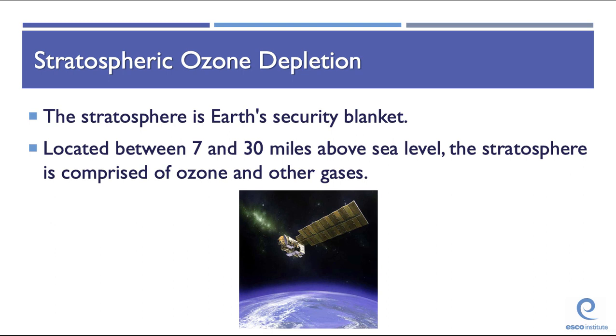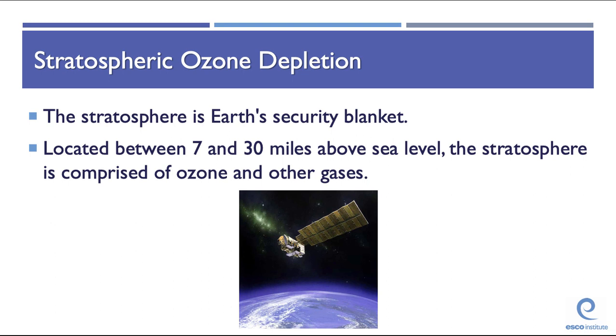So let's first talk about the stratospheric ozone depletion. The stratosphere is what we consider the Earth's security blanket. It's located between 70 and 30 miles above sea level. The stratosphere is comprised of ozone and other gases. The introduction of chlorofluorocarbons, which is CFCs, and hydrochlorofluorocarbons, HCFCs, have dramatically changed our lifestyle.